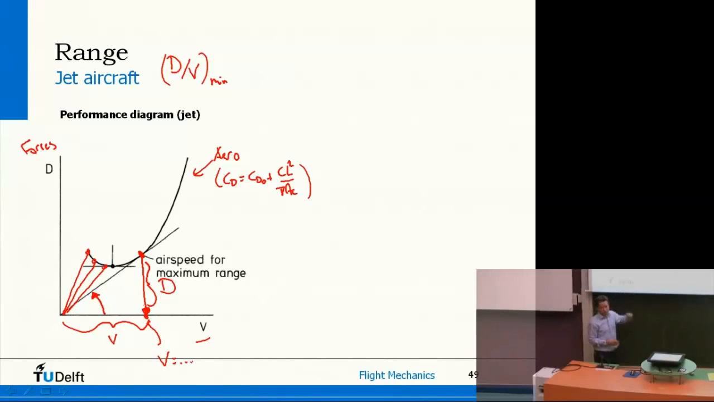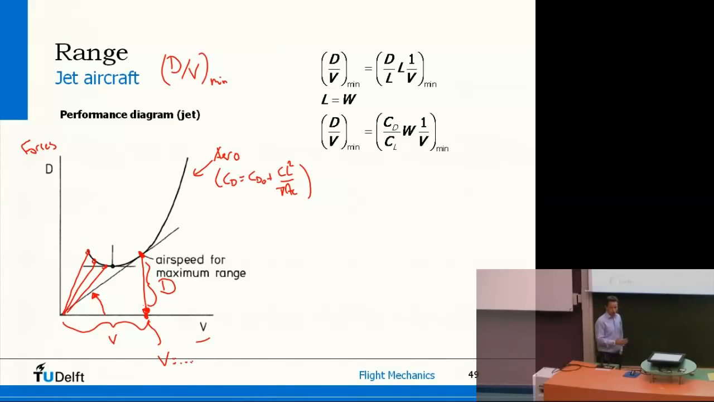Now that's nice if you already have the diagram for an aircraft, but we also have to be able to calculate that airspeed as well. So what you can do is you can say D over V must be minimum. So in other words, D times lift divided by lift, which is equal to 1, times 1 over V should be minimum. All I've done now is multiplied the equation with 1.